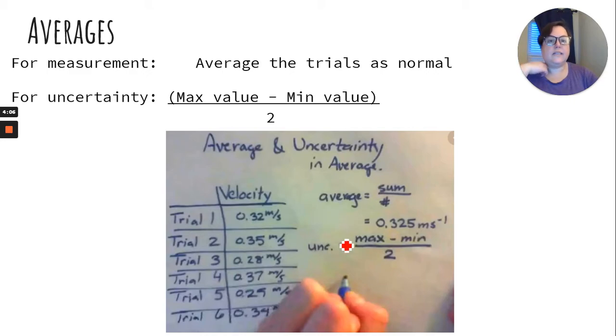To find the uncertainty, you do the maximum value minus the minimum value divided by 2. So you would take the largest value, which is 0.37, and then you would subtract the smallest value, which looks to be 0.28, and then divide by 2, and that's going to be your uncertainty.